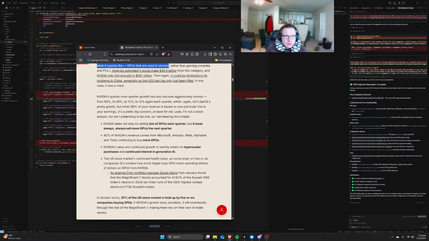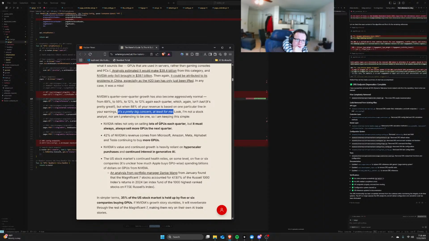Okay. NVIDIA's quarter-over-quarter growth has become aggressively normal. Oh, this is less technical, more about stocks, at least this section is. From 69% to 59 to 12 to 12 each quarter, which again isn't bad. It's pretty good. But when practically 90% of your revenue is based on one particular line in your earnings, it's a pretty big fucking concern.